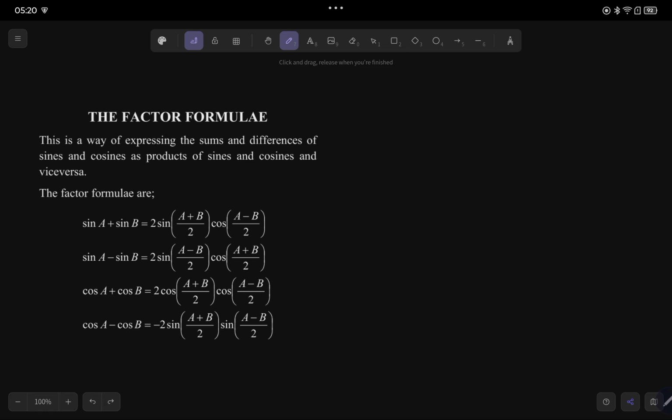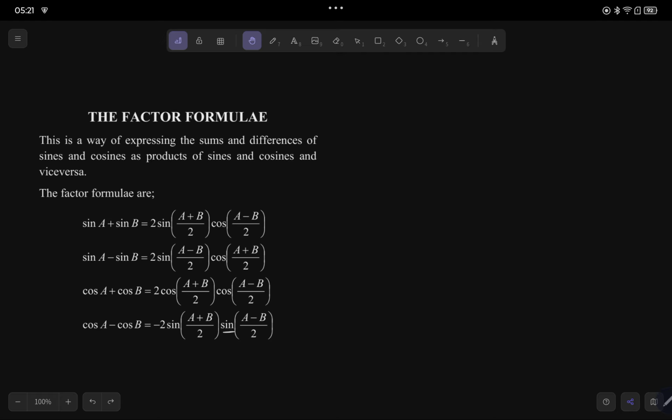Then lastly, we have cos A minus cos B, which is 2 sine sine. You add, divide by 2, subtract the angles, divide by 2. But don't forget there is something here. Majorly for cos minus cos, there is a negative. It's very important for us to recall that one. All the other three are positive, but for cos A minus cos B, we begin with the negative sign.